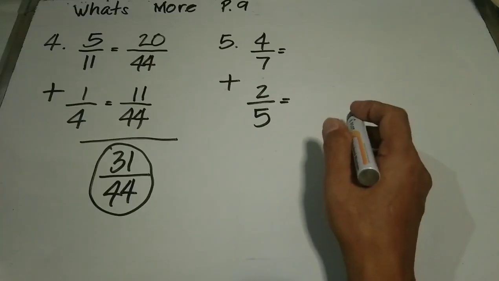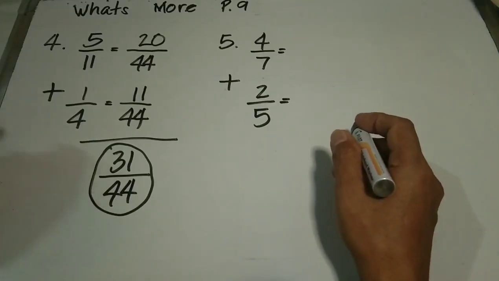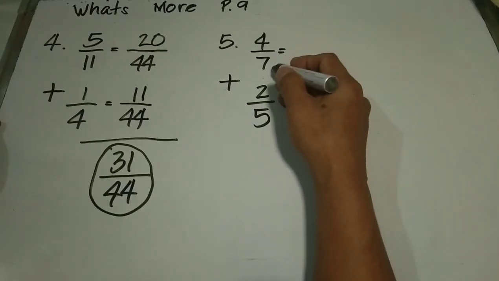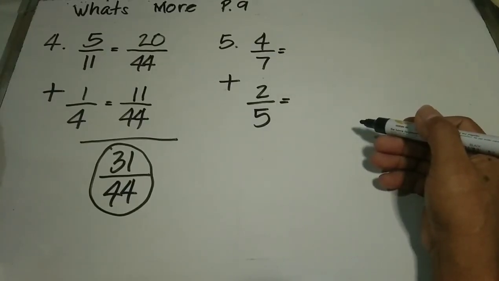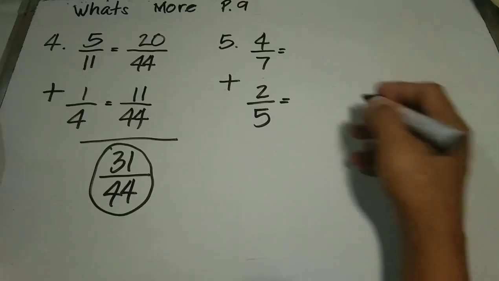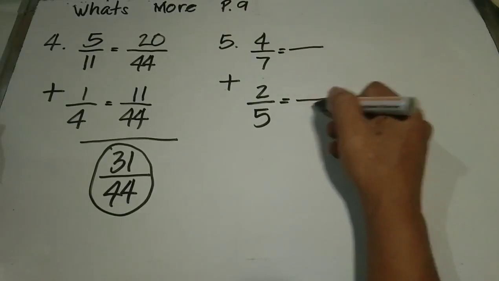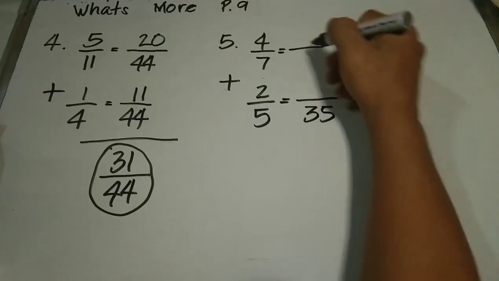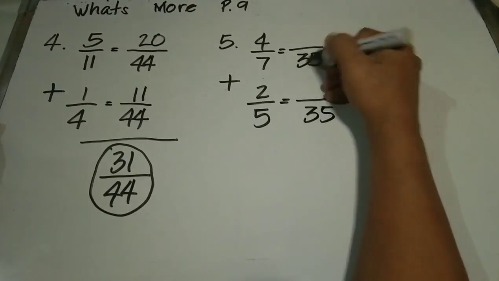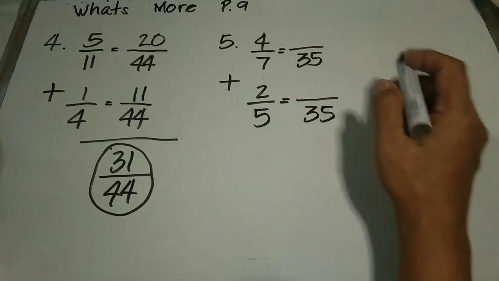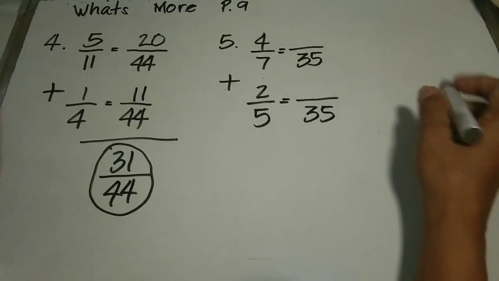So next, number 5. 4/7 plus 2/5. The two denominators are prime numbers, so let's multiply right away to get the LCD. 5 times 7, we have 35. This will be our LCD. So take note of that. If the two denominators are prime numbers, you multiply right away.